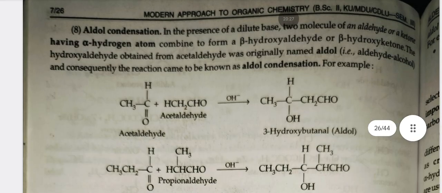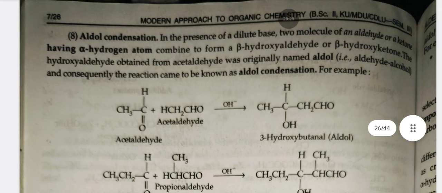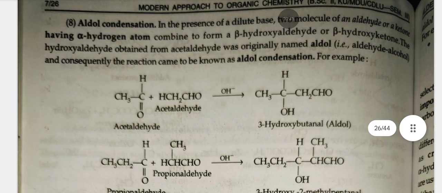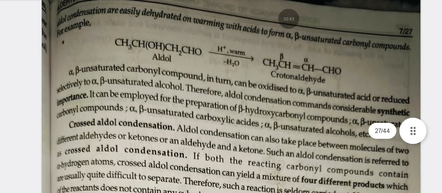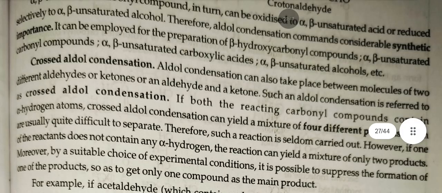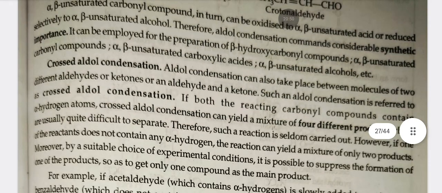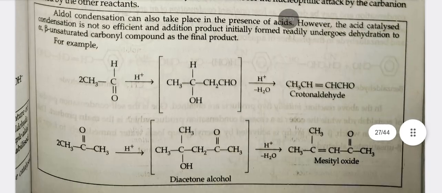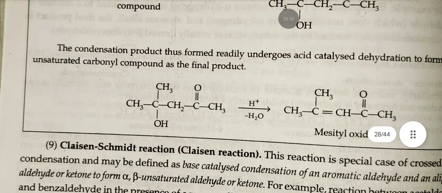Aldol condensation. In the presence of dilute base, two molecules of an aldehyde or ketone having alpha hydrogen atoms combine to form a beta-hydroxyaldehyde or beta-hydroxyketone. The hydroxyaldehyde obtained is known as aldol, and the process is known as aldol condensation. Cross aldol condensation: aldol condensation can also take place between molecules of two different aldehydes or ketones. Such reactions are known as cross aldol condensation reactions, and their mechanisms are given below.